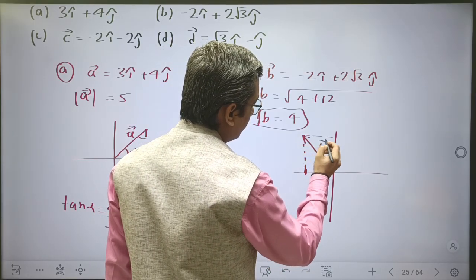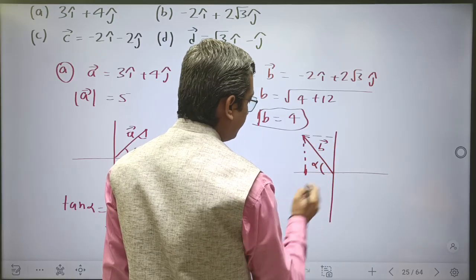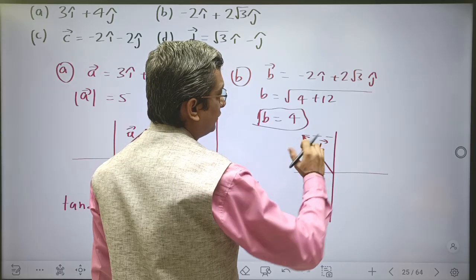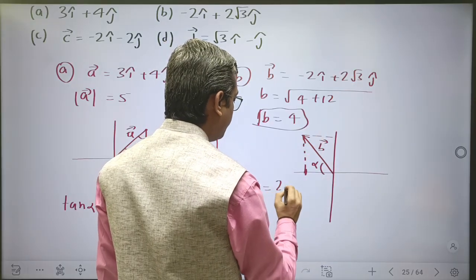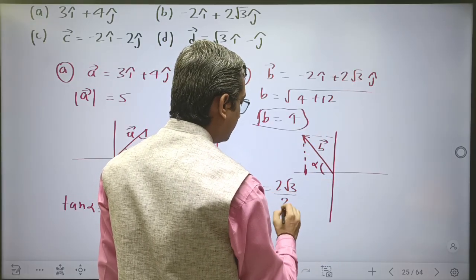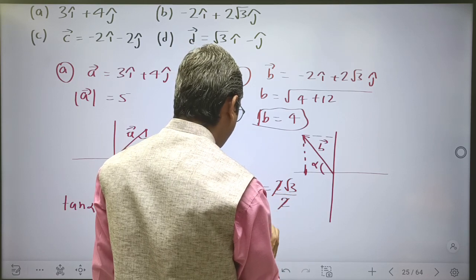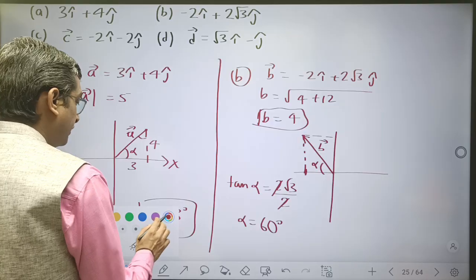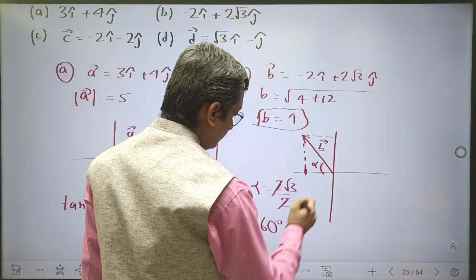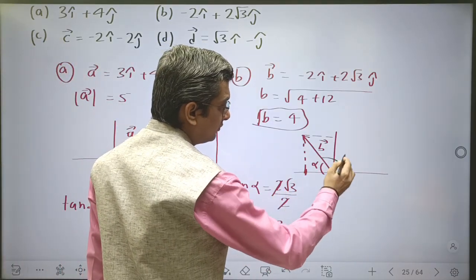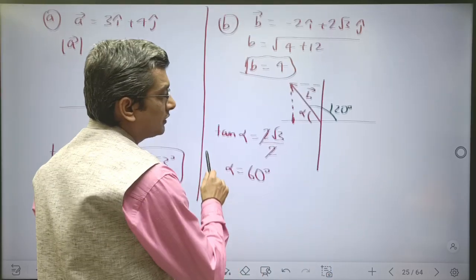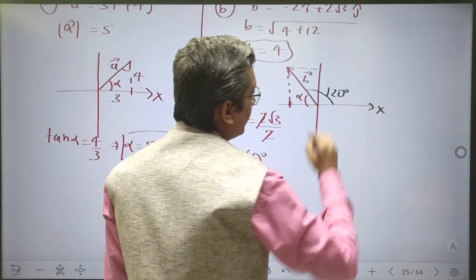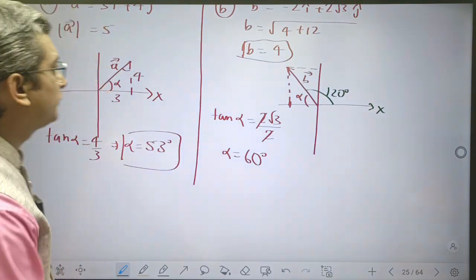This is the vector B. Now let us suppose this is angle alpha. So tan alpha is given by this side by this side. What is this side? This is actually 2 root 3, the y component, and this side is 2. This cancels and alpha is equal to 60 degrees. So this is not the final answer. If this is 60 degrees, observe carefully, then this must be 120 degree. So we say the vector B makes an angle 120 degree with the positive x-axis. So in this way you can give the direction.